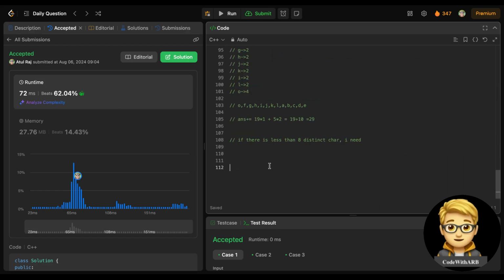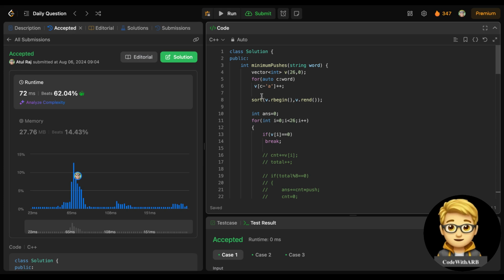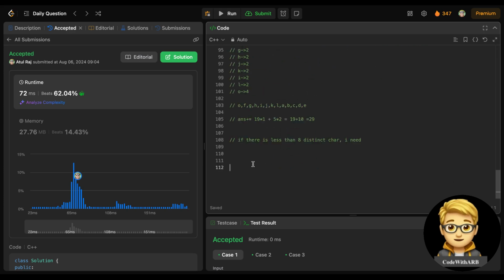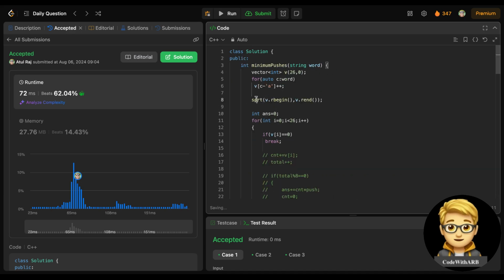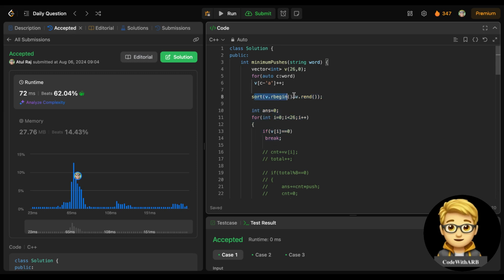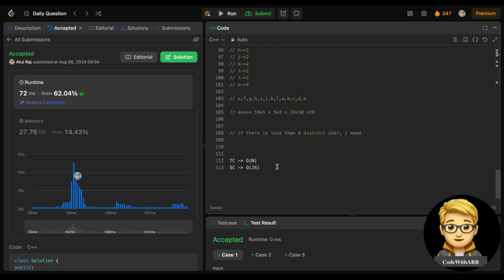Hope you understand it. The time complexity would be O of 26 plus O of n, so the time complexity is O of n, where n is the length of the string, and the space complexity is O of 26 because we have taken this extra vector for storing all the characters. So that's how the time and space complexity work. Hope you understand it. Thank you so much.